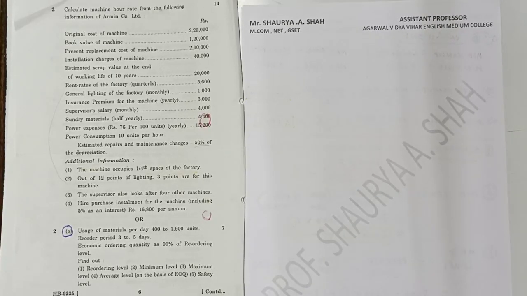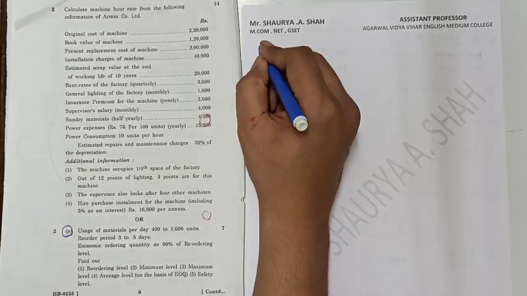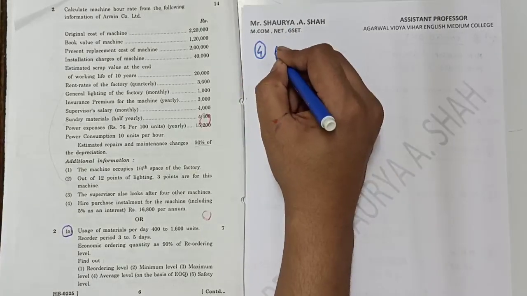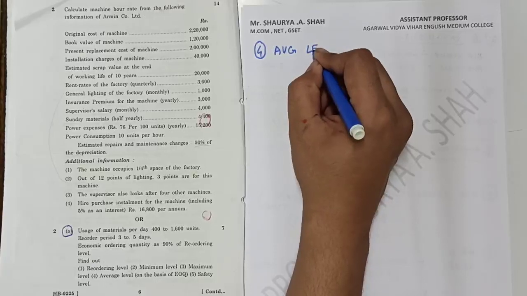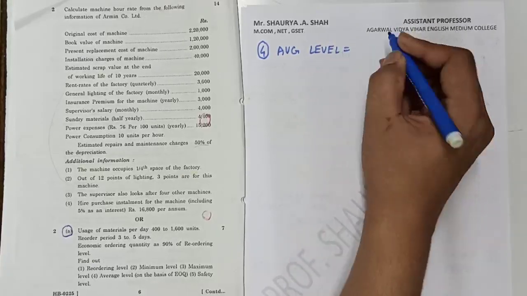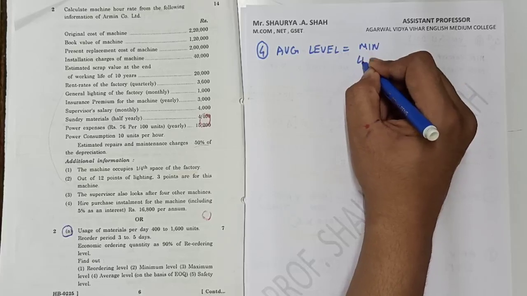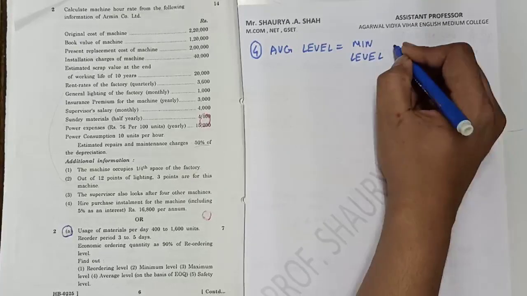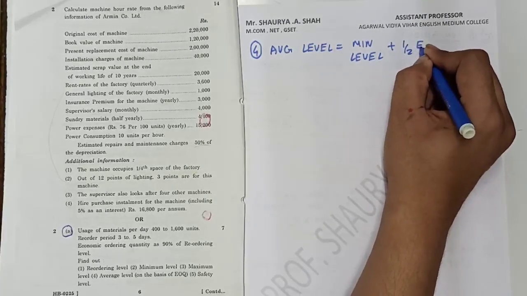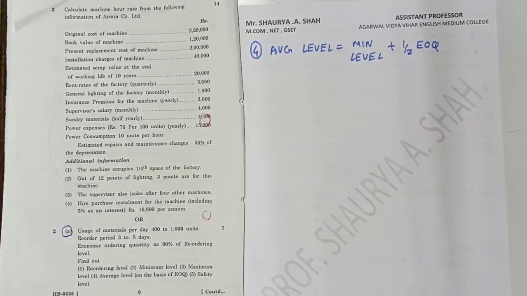So what is the formula for average level on the basis of EOQ? Note it down. Average level is equals to minimum level plus half EOQ, right? Minimum level plus half EOQ. It is the first sum. So again, you can remember the formulas. Once you have the list of formulas ready with you, remembering it, the sum is very easy, right? You just need to put up the particulars which is given in the sum and your sum is solved.